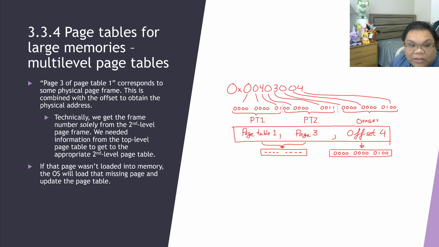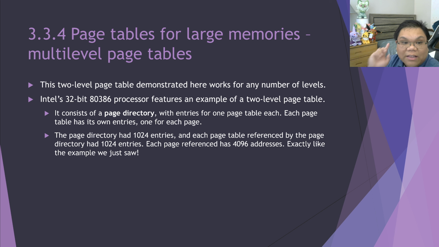If that page wasn't loaded to memory, that is a page fault, and the OS will simply load that missing page and update the page table. So this 2-level paging system demonstrated here can work for an arbitrary number of levels. The Intel 32-bit 80386 processor fits the description that we saw here.